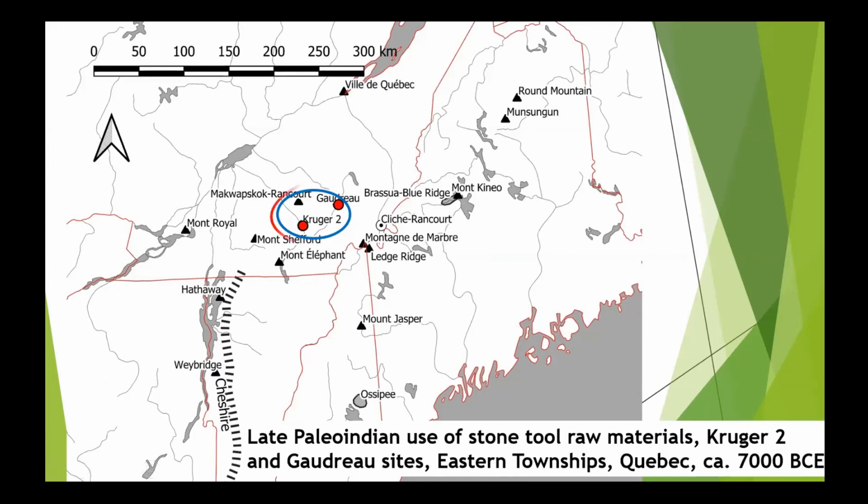But then there's an awful lot of material, primarily bifaces, that are coming out of the east. So they're primarily out of the rhyolites in Mount Kineo, Brassois, Blue Ridge area of Maine. As you can see, it's pretty far away. It's 150, 200 kilometers away from these sites. That's not terribly far for Paleo-Indians, but nonetheless, it's a considerable distance. And then there's other materials that might be at the site, such as Montagne de Mount. Ledge ridge is not present at these sites. I can confirm that.